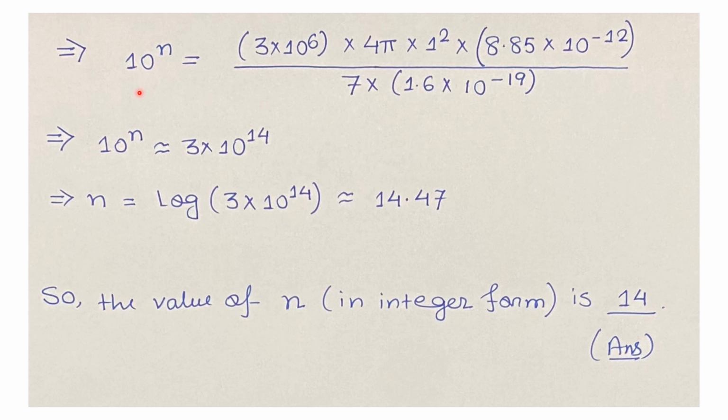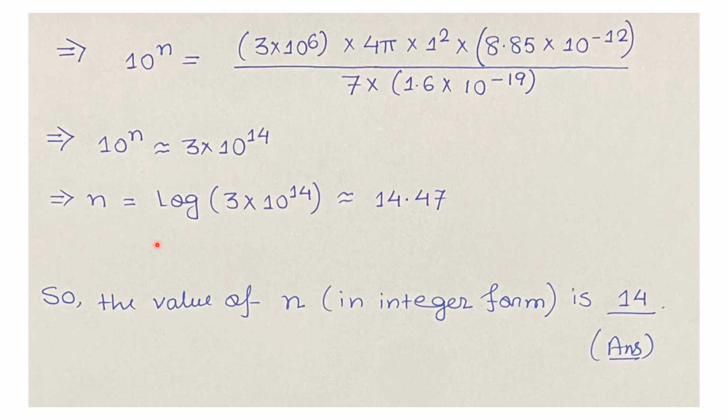So we have 10 to the power n equals 3 times 10 to the power 6 times 4 pi times 1 square times 8.85 times 10 to the power minus 12 divided by 7 times 1.6 times 10 to the power minus 19. If we calculate this, we will get approximately 10 to the power n equals 3 times 10 to the power 14.